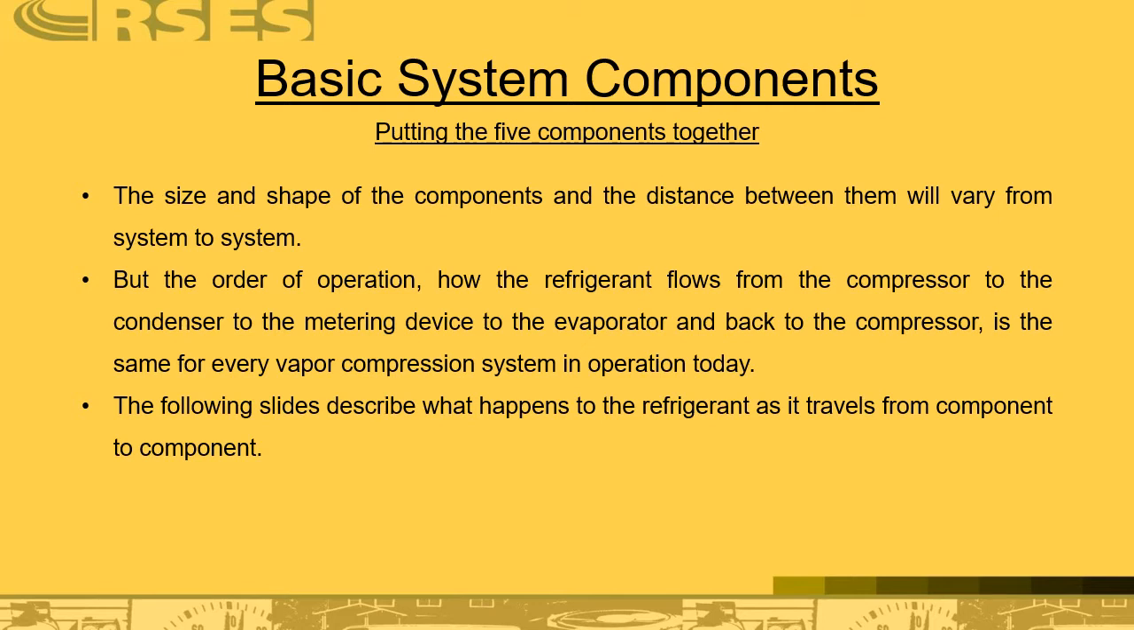The size and shape of the components and the distance between them will vary from system to system, but the order of operation, how the refrigerant flows from the compressor to the condenser to the metering device to the evaporator and back to the compressor, is the same for every vapor compression system in operation today. The following slides describe what happens to the refrigerant as it travels from component to component.